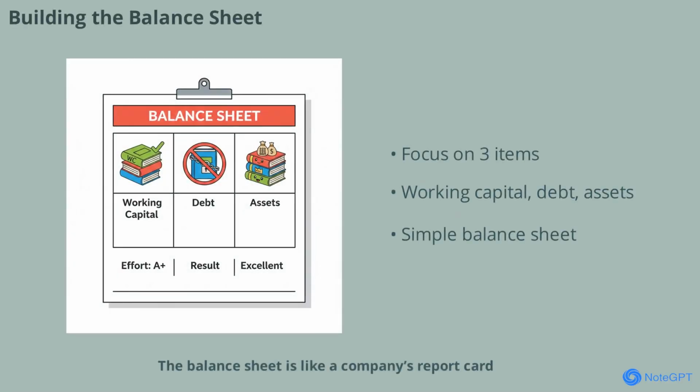The balance sheet is like a company's report card, summarizing its financial position at a point in time. For beginners, focus on three main items: working capital, debt, and fixed assets. These elements are enough to build a basic but effective financial model. Everything else will auto-balance as you link the statements together. By keeping your balance sheet simple, you avoid unnecessary complexity and ensure your model remains clear and easy to follow.